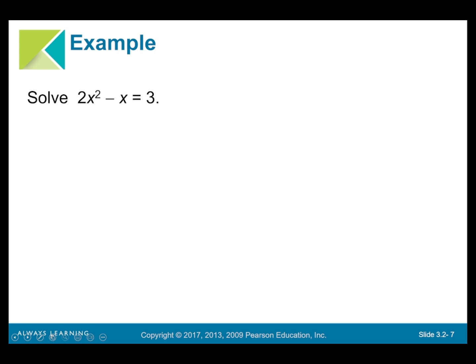Let's solve something like 2x squared minus x equals 3. For this one, we have 2x squared minus x equals 3. We're going to subtract 3 from both sides. And we have 2x squared minus x minus 3 equals 0. And now here's where we get the fun of practicing how to factor.